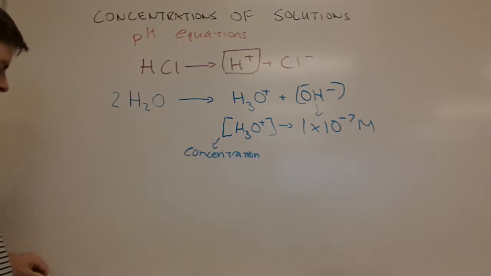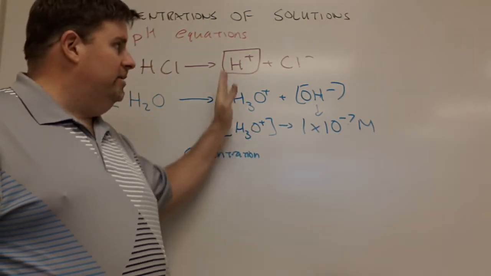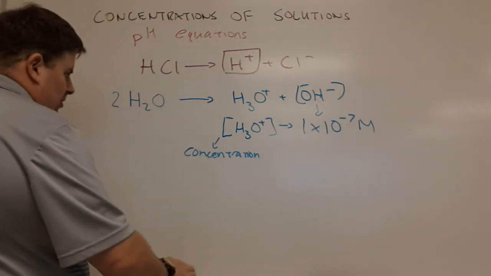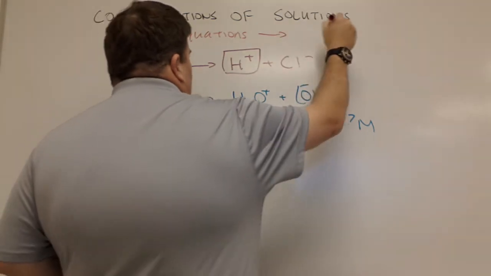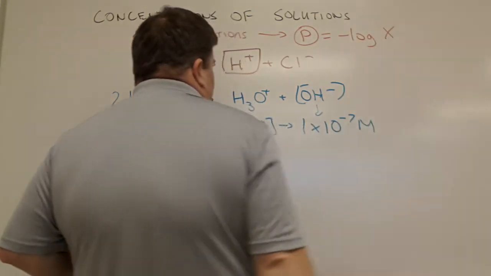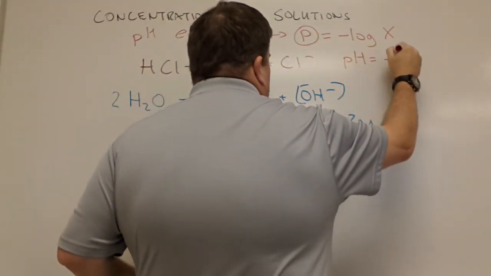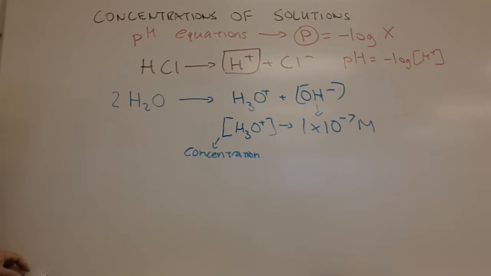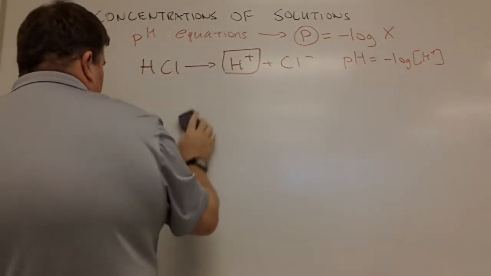If I add HCl to something, I'm going to bias the amount of H3O+ here and raise the concentration of H+ and drop the concentration of OH-. Okay? So to measure these things, I have to use a pH equation. In my pH equation, anytime I have a P, it is equal to the negative log of whatever I'm looking at. Negative log of X. For pH, it's going to be the negative log of the H+ concentration. So if I have something that has a pH of 4, it's going to be acidic.